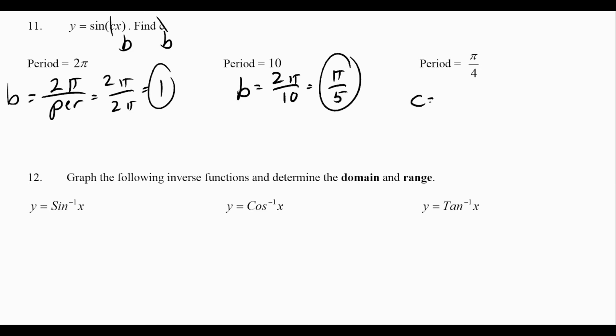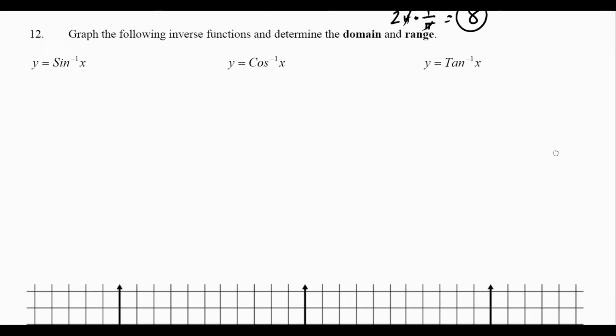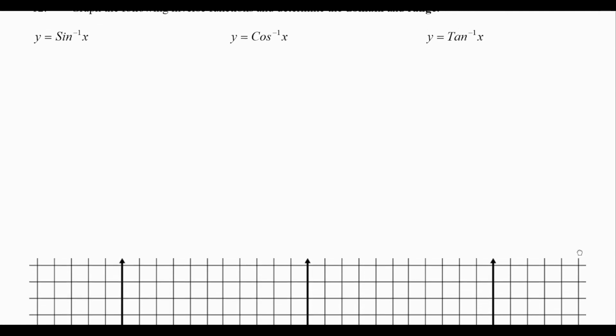And lastly, B is equal to 2 pi over 4. Now this one seems a little confusing, so I'm going to just rewrite it. 2 pi divided by pi over 4, or multiply by the reciprocal, 2 pi multiplied by 4 over pi. That makes things easier. Cross off the pi's, 2 times 4, which gives us 8, so 8 is our answer. Alright, last problem. Yay, we're almost done.